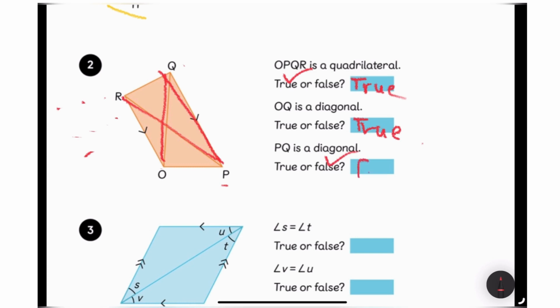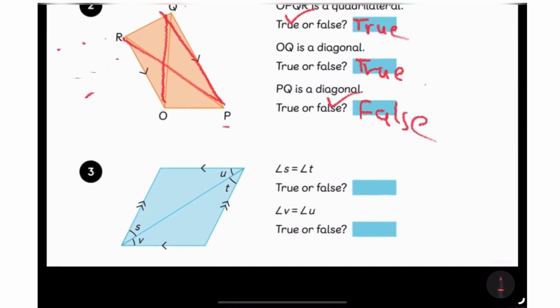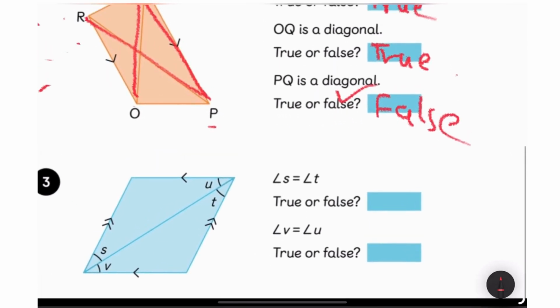The last example says angle S is equal to angle T, whether it's true or false. So I see my diagonal running. My angle S is here and my angle T is here. Do we see the key here? They both are parallel. So absolutely angle S is equal to angle T.